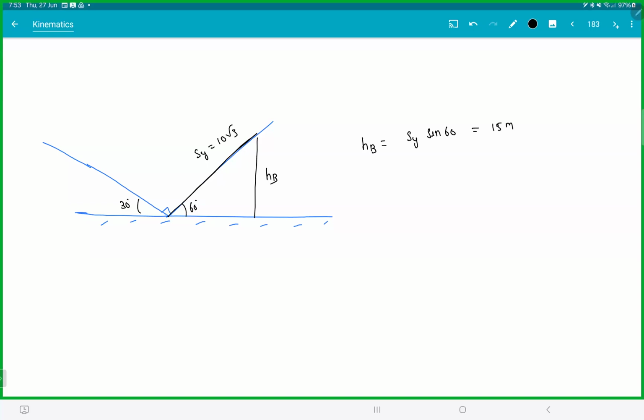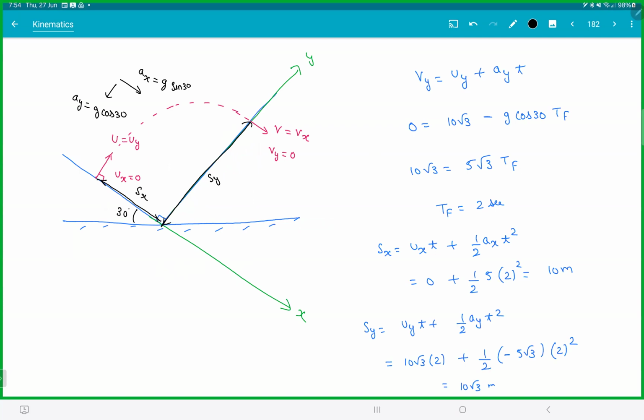Similarly, this was 30. This was Sx. I was asking you this thing, HA. So HA is Sx sine 30. This was 10 meters, so this was 5. There, answer is 5 and 15. Getting it? What we found was the distances on the incline. What I want is the vertical heights. Please have a look at this.